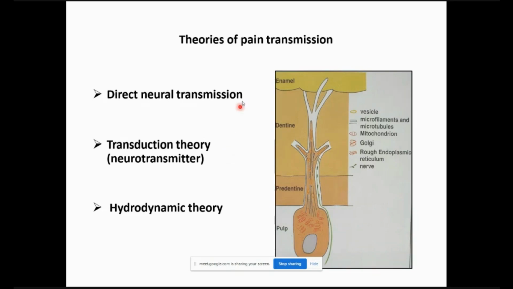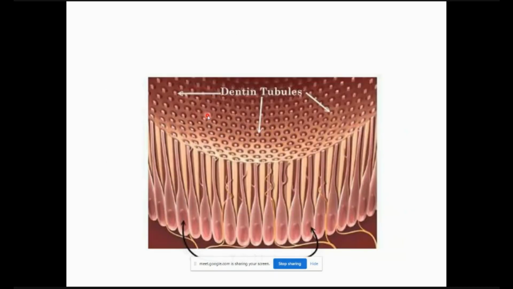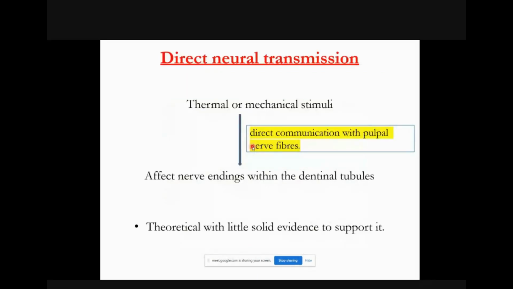There are various theories which explain how pain is transmitted from enamel to dentin to pulp eventually, and how you feel the pain. So there are many theories. Let's discuss them one by one, and I'll tell you which is the most accepted theory. Just before we go to that, understand these are the tubules, and the odontoblasts are the superficial layer of the pulp, and the process of odontoblasts traverses through the tubules. So we'll now try to understand each theory.